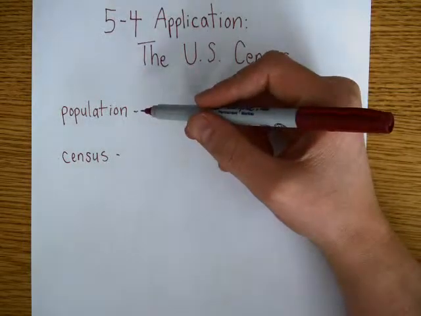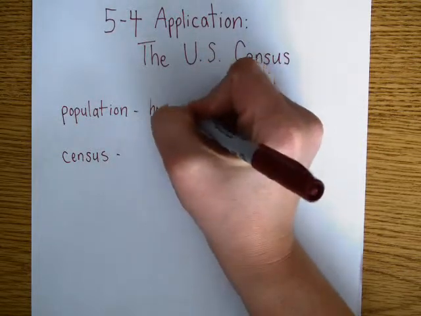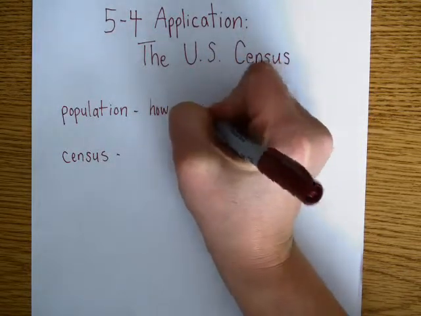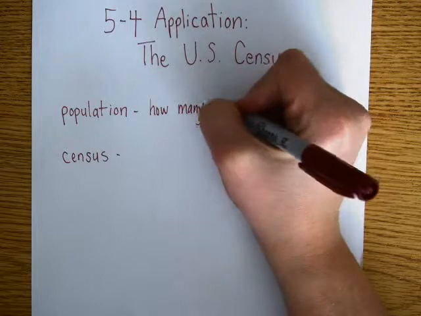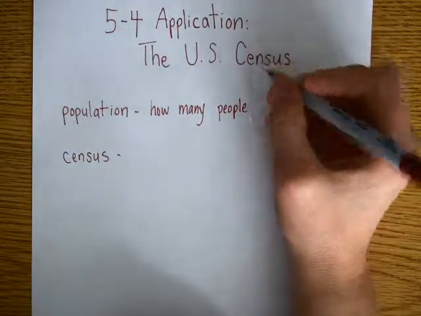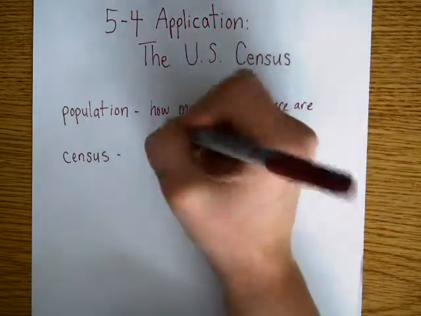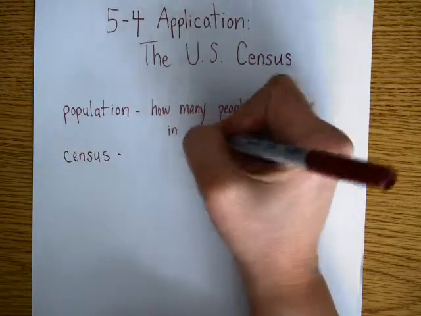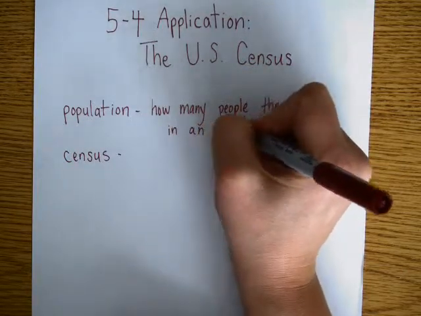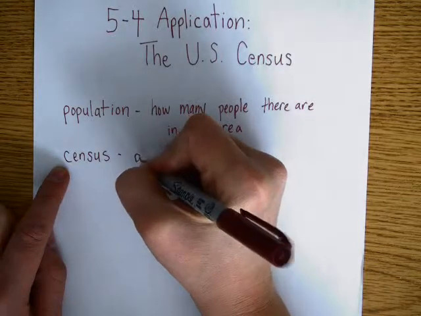We have the word population, which is how many people there are in an area. It could be the population of Maine, it could be the population of the United States, it could be the population of Japan, but it's how many people there are in a certain area. And then a census is basically a count of those people.